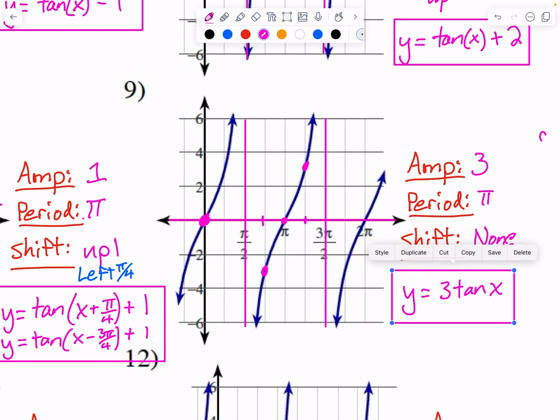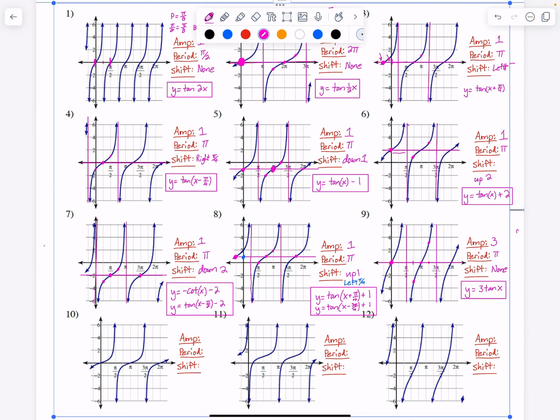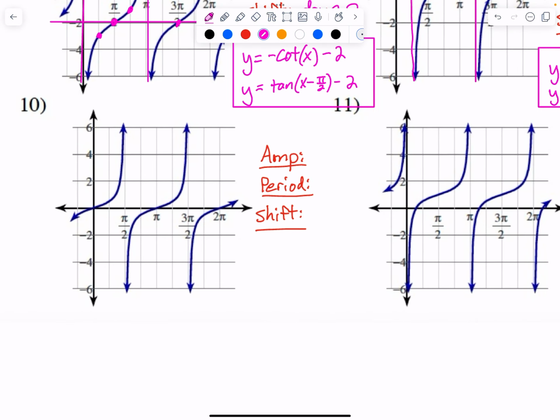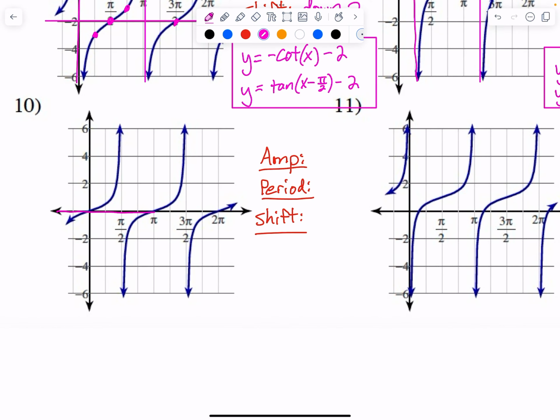All right, so there's that. All right, that's how we deal with the amplitude changing. Okay, we got 3 more here. Again, I can see the midline. There, I can see the asymptotes, so I'm going to go ahead and make note of those. I like to do it with the marker on here so you guys can see what I'm looking at.